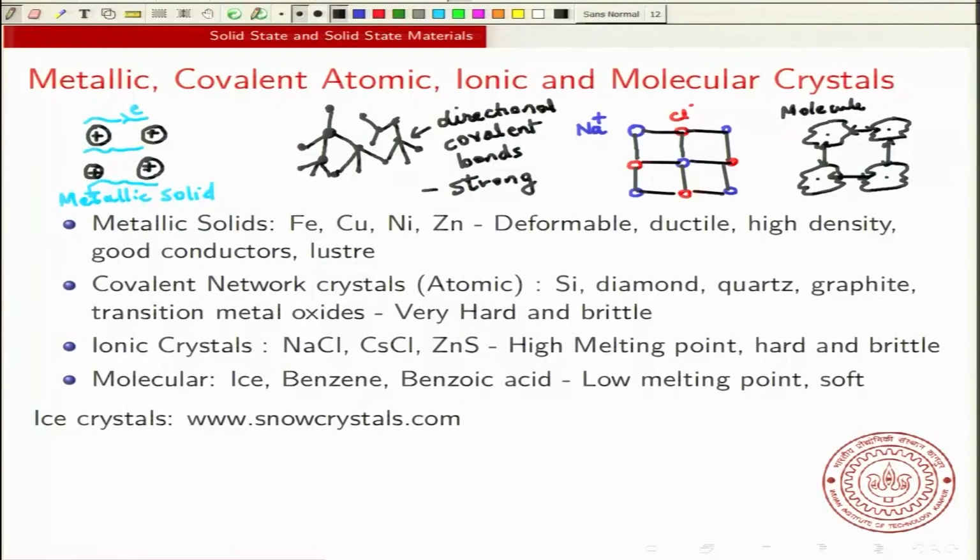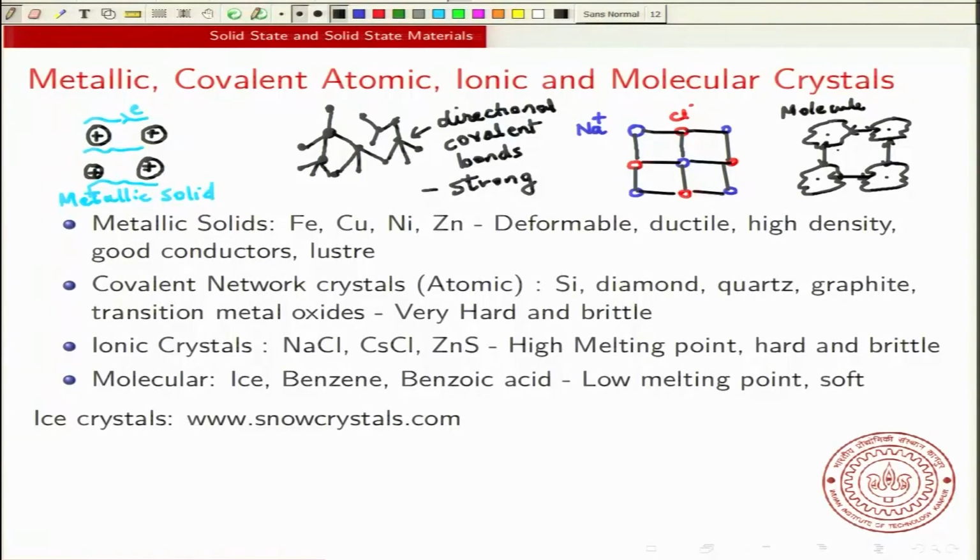If you have neutral molecules, like benzene molecules, they will have either van der Waals or pi-pi stacking interactions, but they are much weaker than the actual covalent or ionic bonds that are there in the covalent solids or the ionic solids. Therefore, these will have very low melting points, because they can easily be dissociated, and they will be very soft.